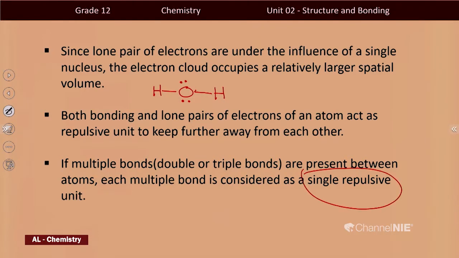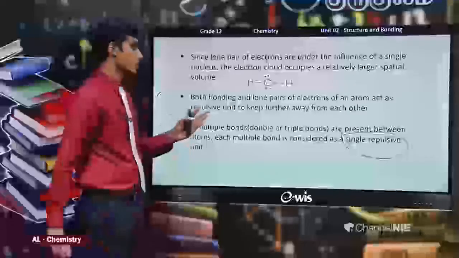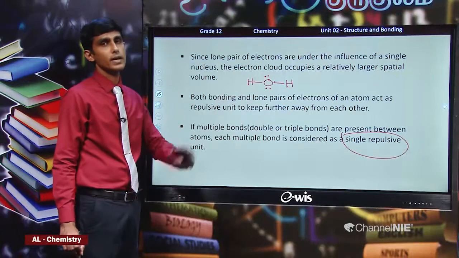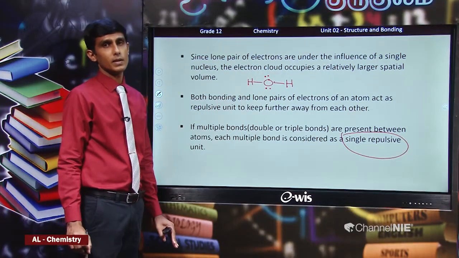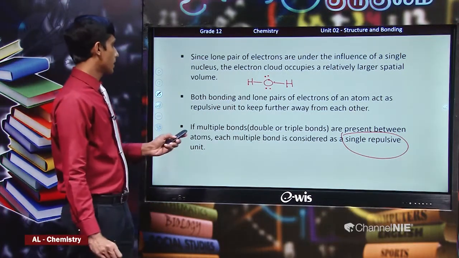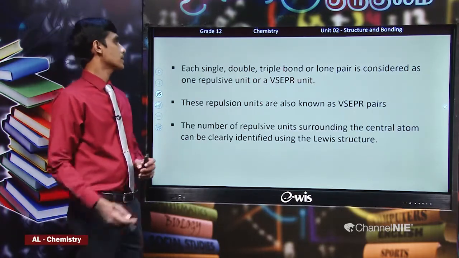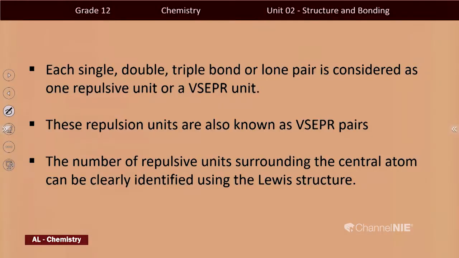So, what are these repulsive units? Bond pairs and lone pairs. When it comes to multiple bonds, they are also considered as a single repulsive unit. Now, each single, double or triple bond, or lone pair, is one repulsive unit or one VSEPR pair unit. We will see what is meant by this term, VSEPR pair. These repulsive units are also known as VSEPR pairs.